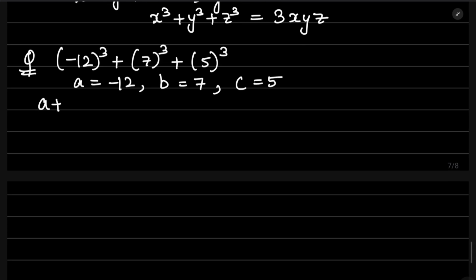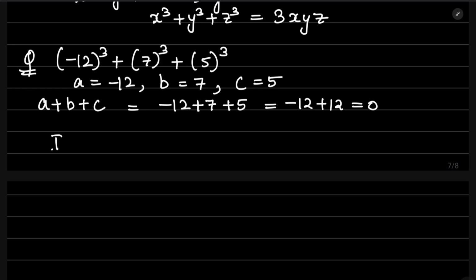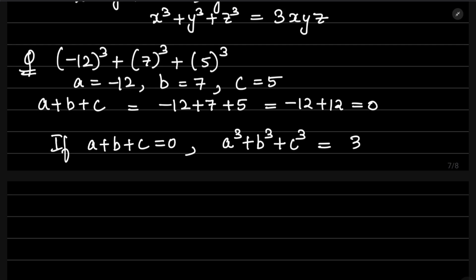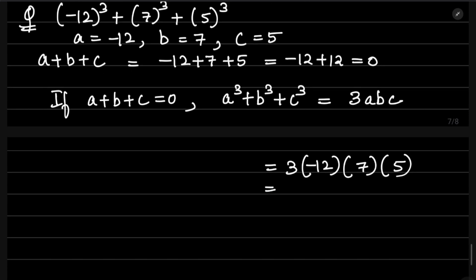First of all, find what is the value of A plus B plus C, which is minus 12 plus 7 plus 5. This is minus 12 plus 12, which is equal to 0. So if A plus B plus C equal to 0, then A cube plus B cube plus C cube is the value 3ABC. Therefore, just substitute the values. What is A? Minus 12. What is B? 7. And what is C? 5.